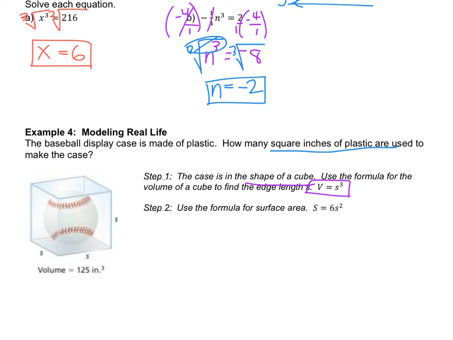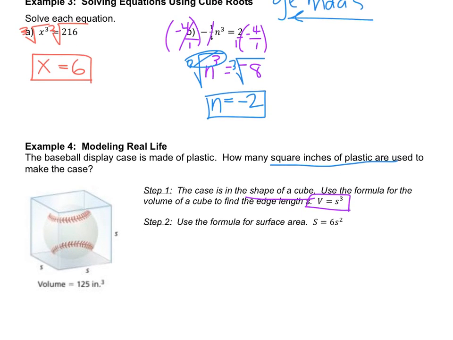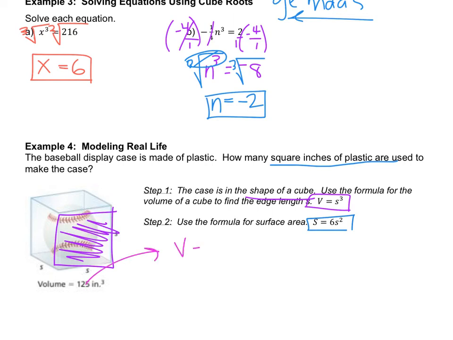How many square inches of plastic are used to cover up this rectangle, or I'm sorry, this baseball. So we have to find the area of one side, and then since it's a cube, luckily we can just multiply by 6. So that's where this formula comes from, the formula for surface area. So step 1 tells us to take our volume and plug it into the formula. So if the formula is V equals s to the third, I can plug in 125 equals s to the third, and then I'll take the cube root of both sides to get the s by itself. That way I can find the length of each side.